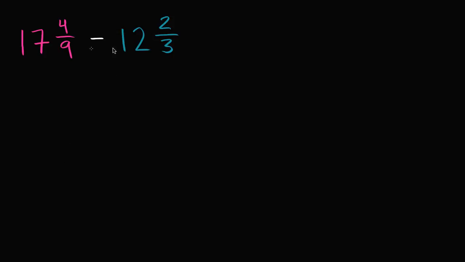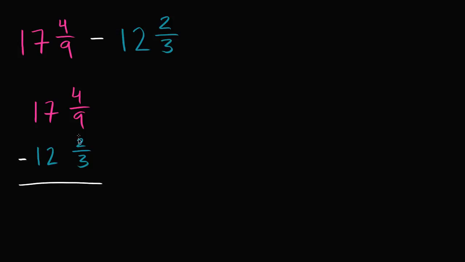So what I'm going to do is rewrite these mixed numbers. I'm going to write this as 17 and 4/9 minus 12 and 2/3. I'm going to write the 12 right under the 17, and the 2/3 right under the 4/9. Let me make it very clear: we are subtracting 12 and 2/3 from 17 and 4/9.